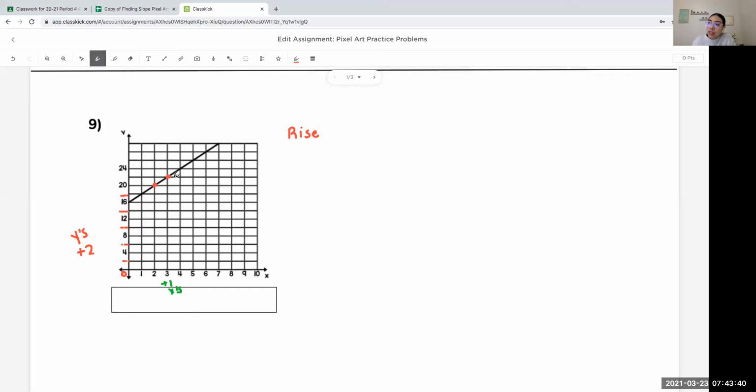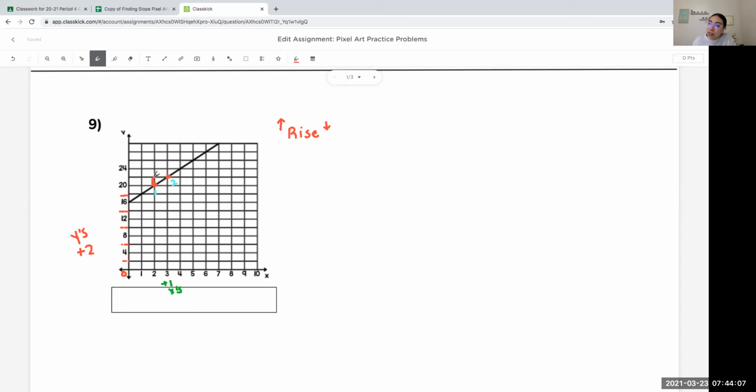So I'm picking points that are close. For my rise, I'm looking at whether I'm going up or down from one point to another. Again, I like to start with my points on the left side. So this will be 1, and this will be my second point. I'm just going to find out how I can rise up or down to get to point 2. I need to go up.